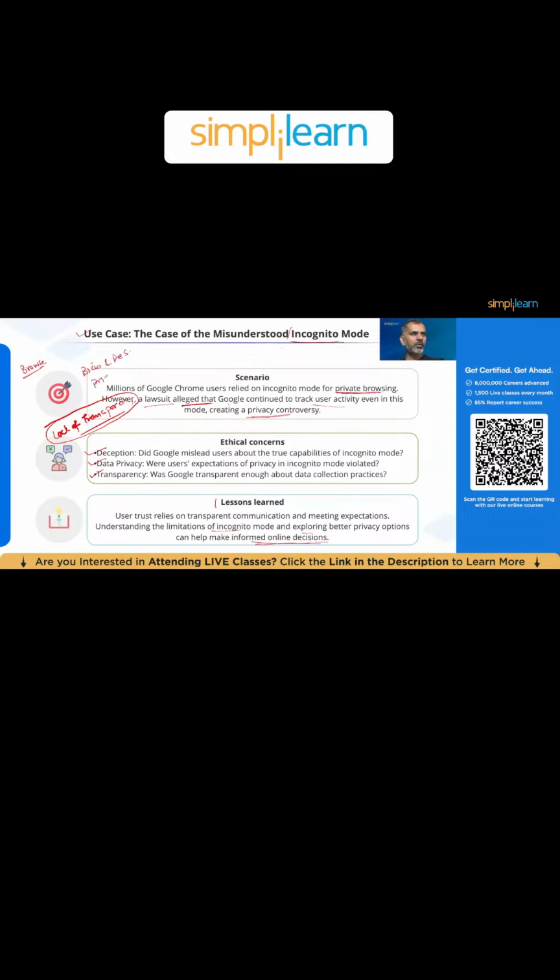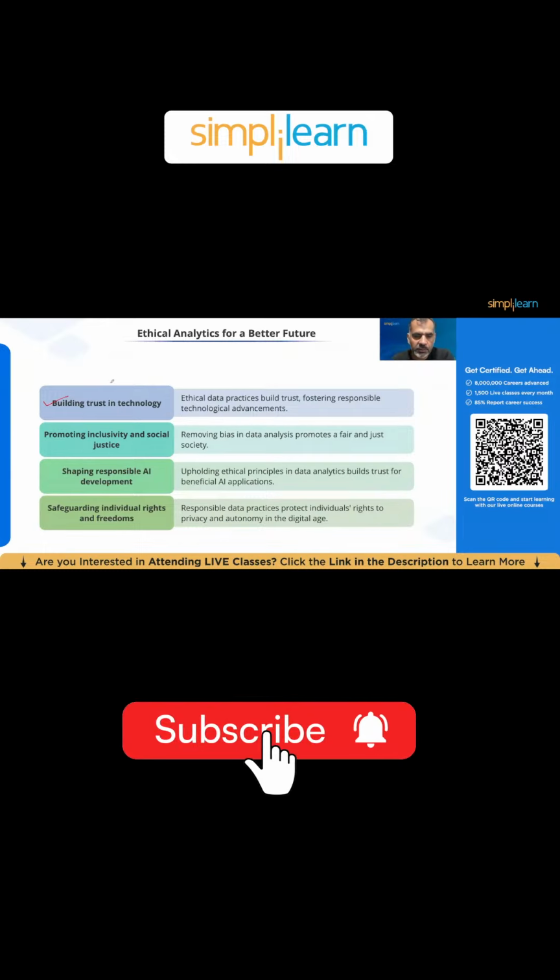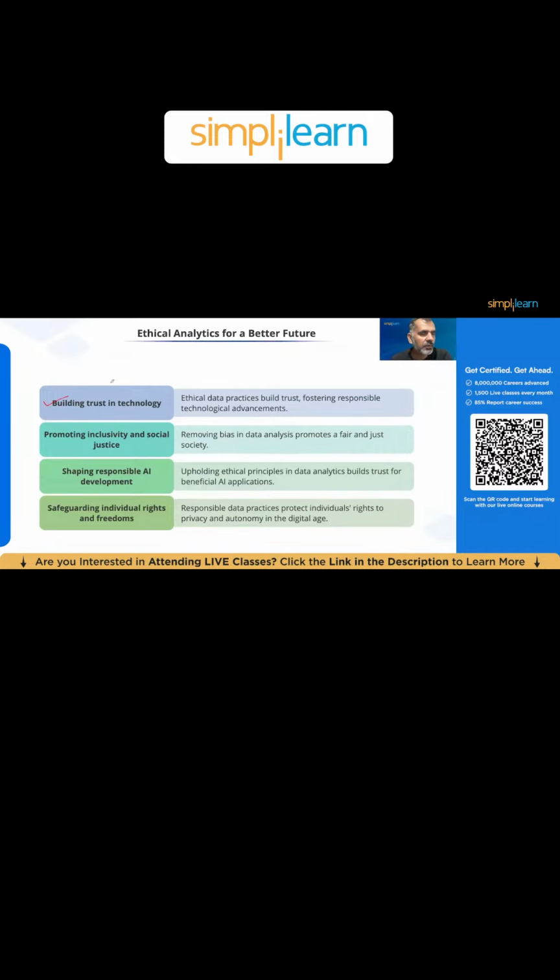So now we can talk about ethical analytics. Ethical analytics means data ethical practices in data analytics for a better future. The very first thing is we want to build trust in the technology. So when you enforce all these key principles, accountability, transparency, privacy, security, and fairness, these are the five principles of data ethics. When you introduce them into a data analytics process, it helps you build trust in the technology. Ethical data practices build trust, fostering responsible technology advancement. Promoting inclusivity and social justice.